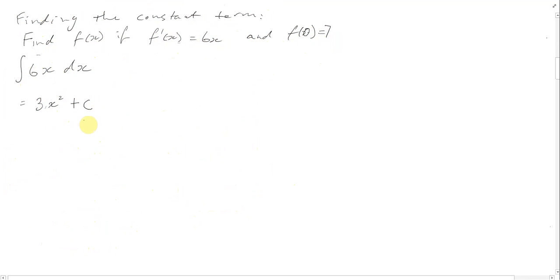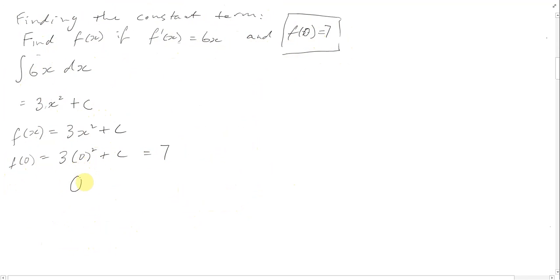Alright, so now we have to figure out what our constant term actually is. So far we've got our original function is 3x squared plus c. And this is where we use our extra piece of information. We know that our function at 0 is equal to 7. So 3 times 0 squared plus c is equal to 7. So 0 squared is 0, 3 times 0 is 0, plus c equals 7. So here c is equal to 7.